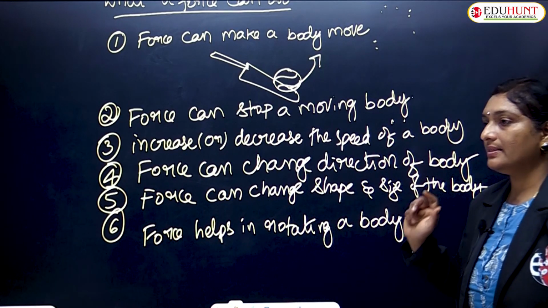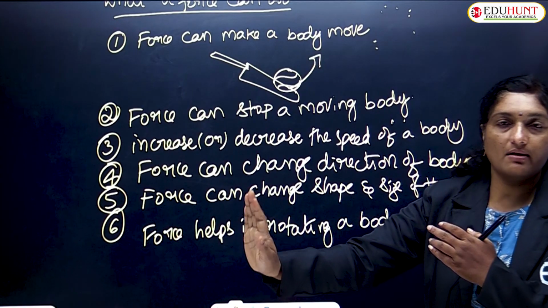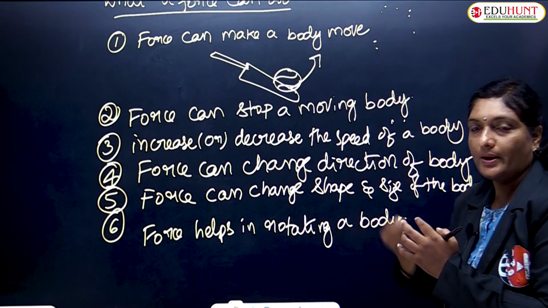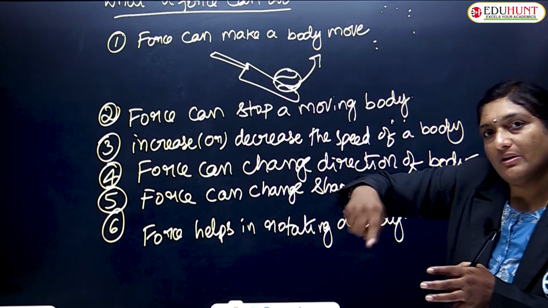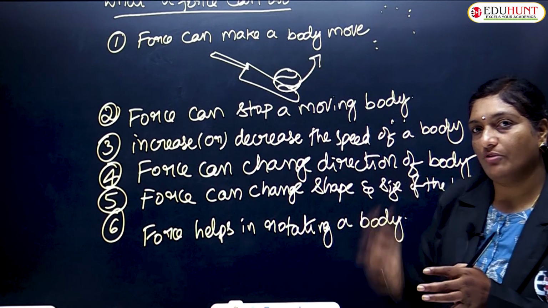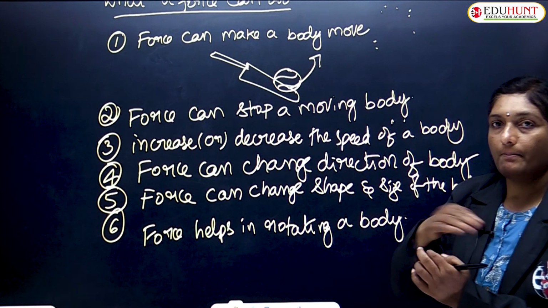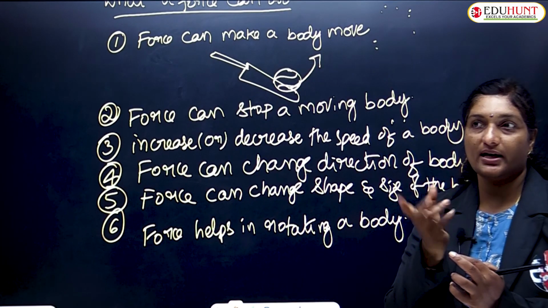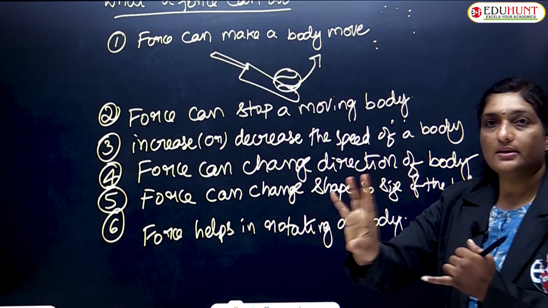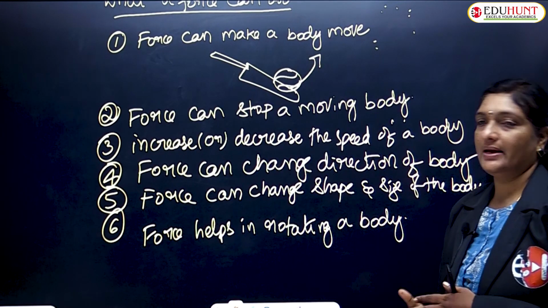Similarly, in the earlier case I told you, to close a door you apply a pushing force, and to open a door you apply a pulling force. That means the door rotates by the application of forces. So force helps us in rotating a body. The blades of the fan can be rotated by force, and the door can be opened or closed by force.